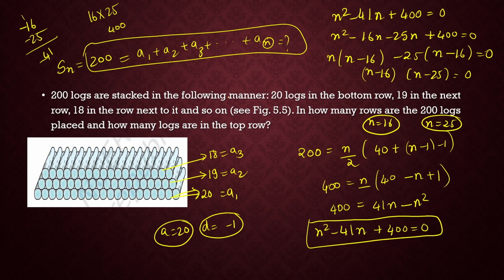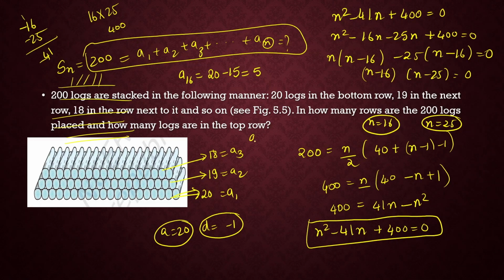Okay, see, if I consider 16, I have to find how many logs will be there in the 16th row. That is equal to a plus 15d. Now the value of a is 20 minus 15. That is equal to 5. So if I go up to the 16th term this way, there will be total 5 logs. 1, 2, 3, 4, 5 logs in the 16th row.